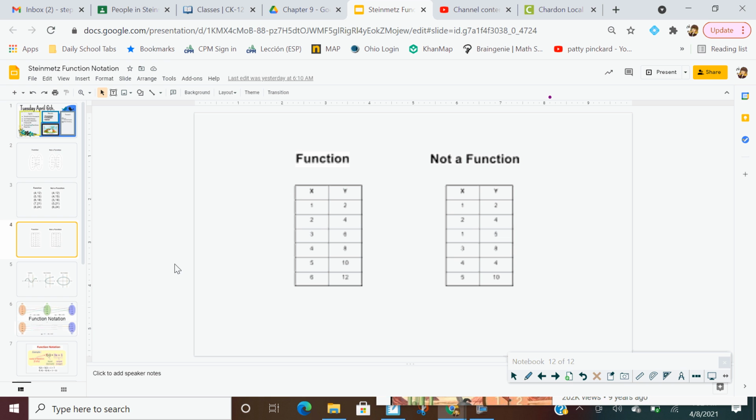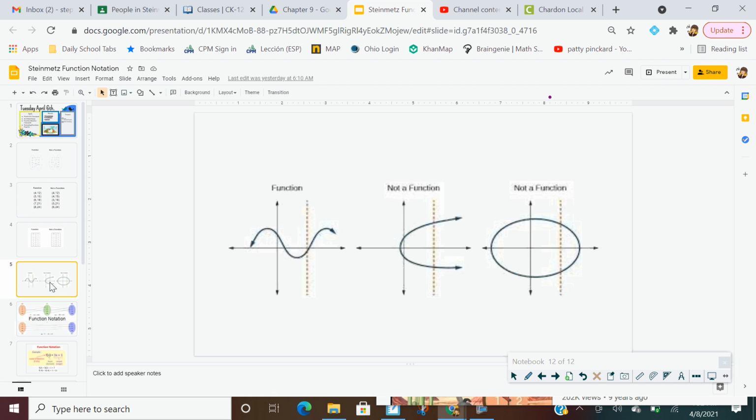A table example, so a function, each one of the x's has its own unique y. For not a function, there's a 1 that equals 2 for y and a 1 that equals 5, which makes it not a function because each x value has to have a unique y value. And then graph examples, we use a vertical line. The first one, if I moved the vertical line straight through, it would never touch more than 1 point. The second one, it touches 2 points right here. And then the third one, it touches 2 points, and that makes these two not functions.